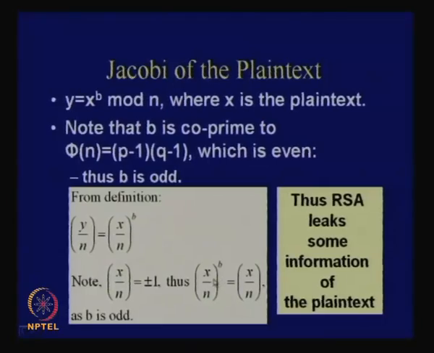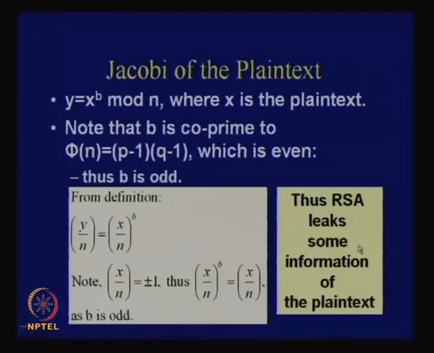So, therefore, the Jacobi of x and n whole power b is equal to the Jacobi of x and n. So, you see that the Jacobi of y and n is actually equal to the Jacobi of x and n, okay. So, that means that without knowing a or b, the main point is that b actually does not disturb this property, that is, this encryption function does not change the Jacobi of x and n. So, therefore, the Jacobi of x and n is an invariant in RSA, right.